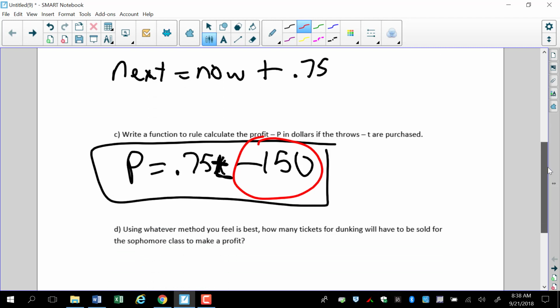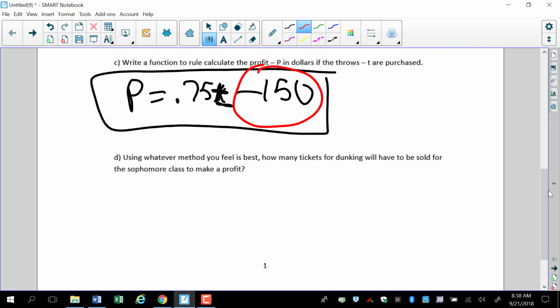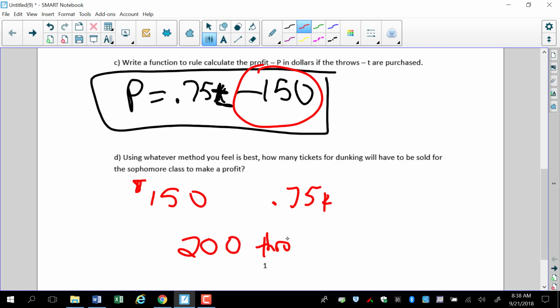Really, the question is, how do I make $150? Well, if we have to make $150 and we make 75 cents per throw, there's a couple of ways to do this, but one very simple way is just divide 150 by 75 cents. If you use a calculator, it would be 200 throws. And that's what we would do to break even, or 201 throws to make a profit.